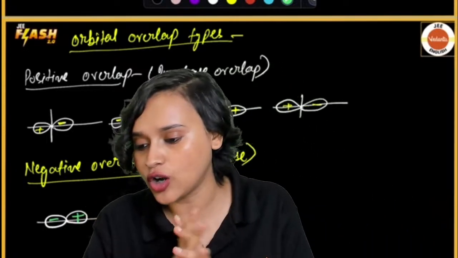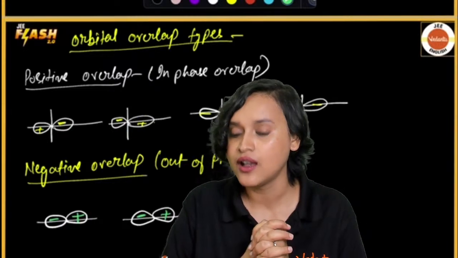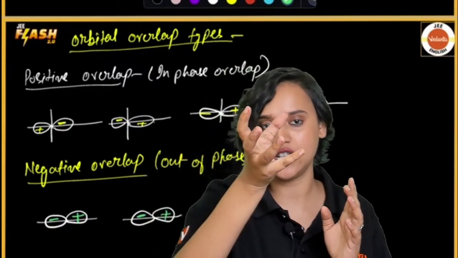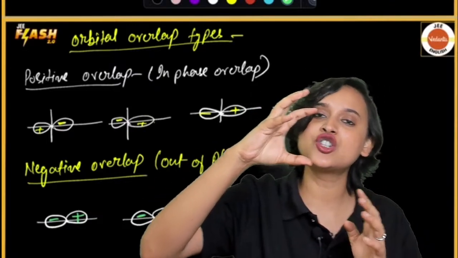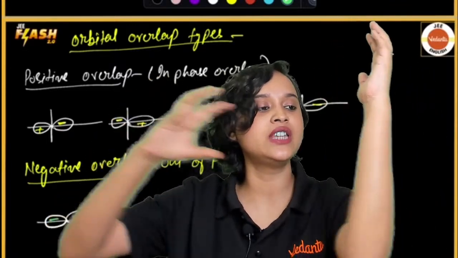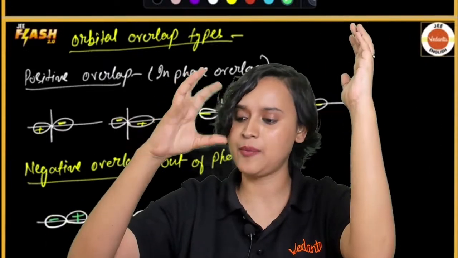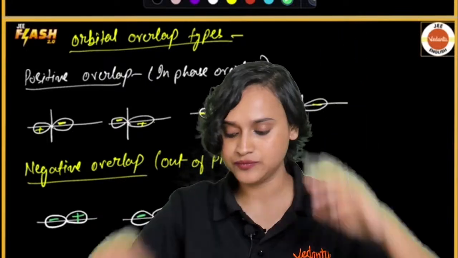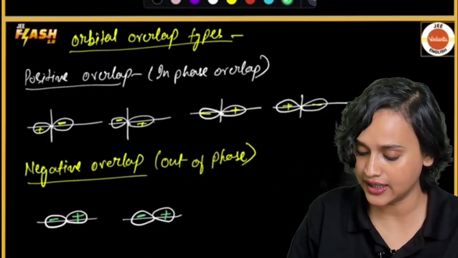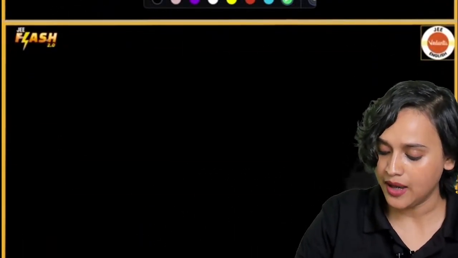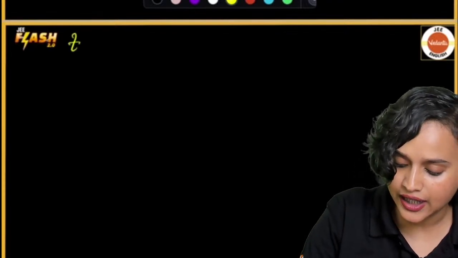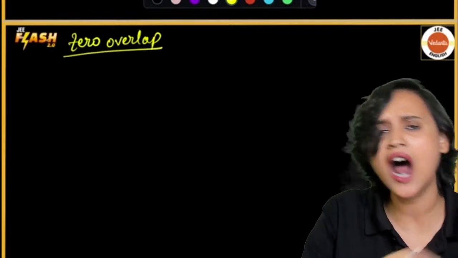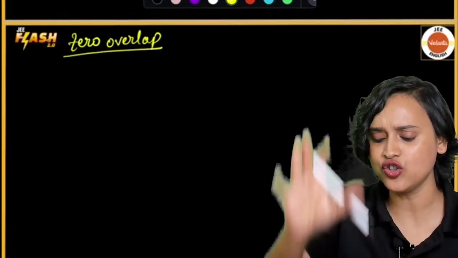Now you all know what is the shape of s orbital, guys. S orbital is spherical in shape, right? So if there is a p orbital, and these two come together, where is the overlapping going to happen? Will there be any overlapping? Understand what I'm trying to tell you. I am basically trying to tell you zero overlap. Zero overlap means there is hardly any interaction. That means there is no interaction.